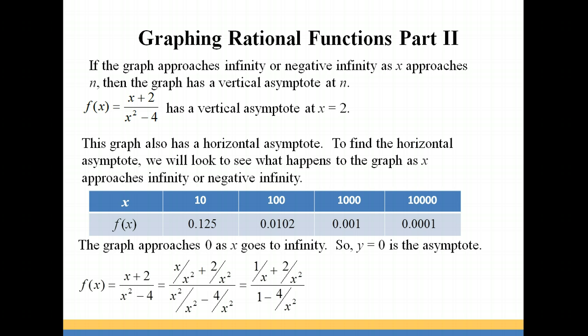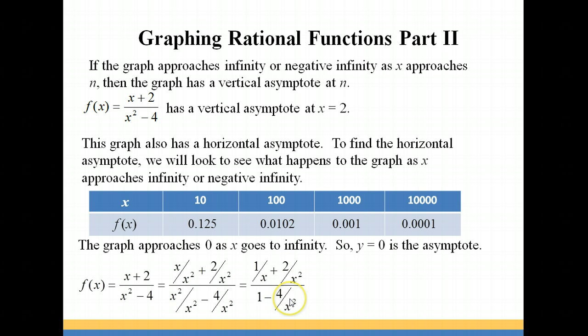So where we had x over x squared, I got 1 over x. And where I had x squared over x squared, I rewrote it as 1. Now you want to see what happens to the function as x goes to infinity. Well, as x gets infinitely large, let's say that x was a huge number like 10,000. If you had 1 over 10,000, you would know that that number is going to be really close to 0. If you had 2 over 10,000 squared, that would be even smaller, closer to 0. And the same with 4 over x squared.